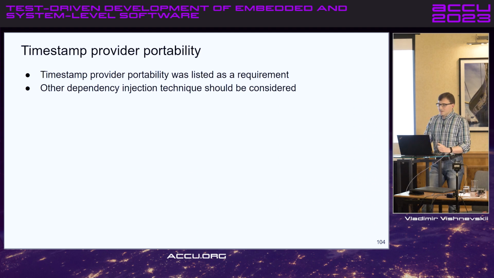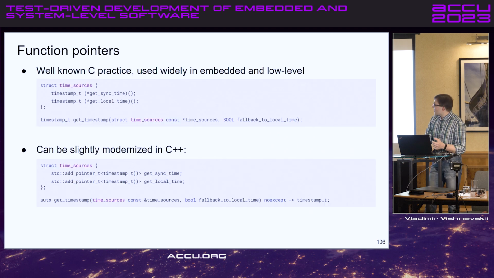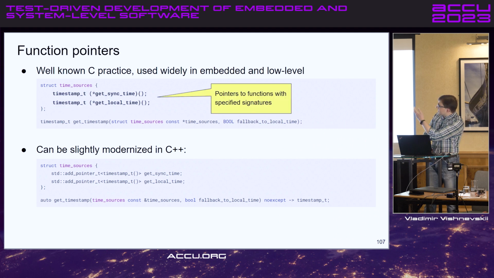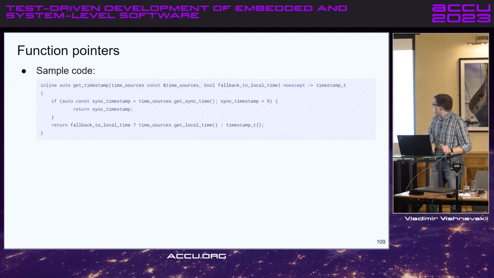Our timestamp provider is supposed to be portable according to our requirements, so we need to consider other dependency injection techniques. Function pointers are another one, quite a legacy one, but also well known and widely used in embedded. This is the way C code is typically configured to run on a platform, using C structures. It can be slightly modernized in C++, providing left-to-right member declaration using this nice pointer type alias.